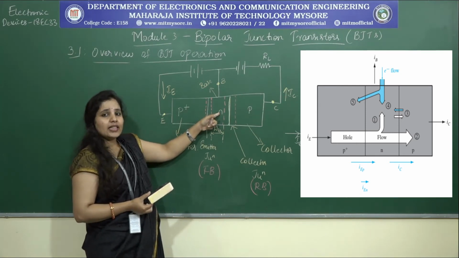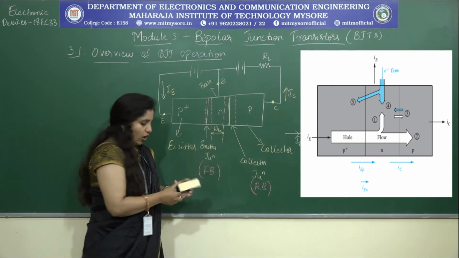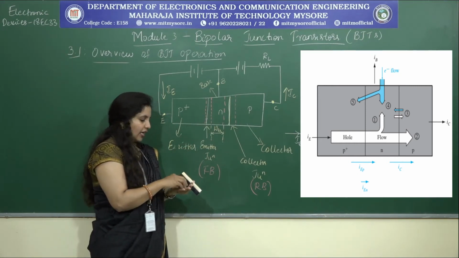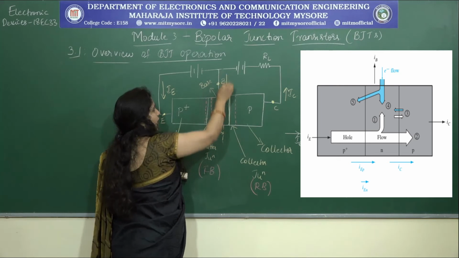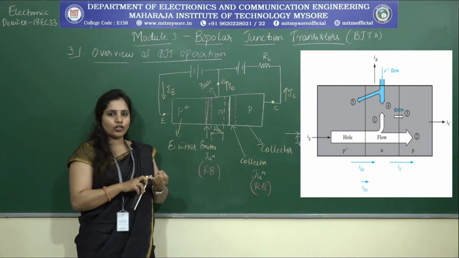So if that is the case, then how will I represent the current? It should be in the reversed direction, because we are representing the conventional current. Therefore, how will I represent the base current that is flowing? It should be in the outward direction. Now that is regarding the first reason.